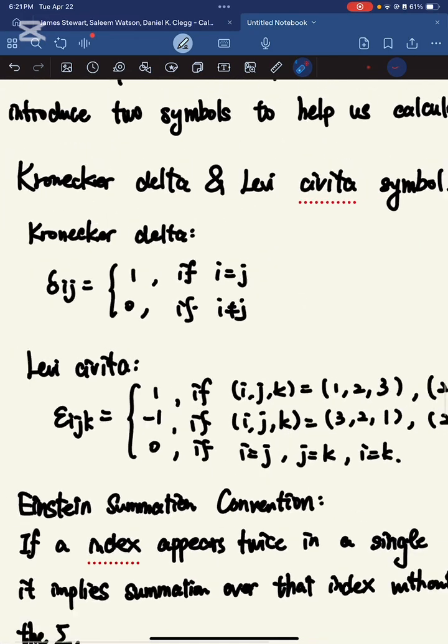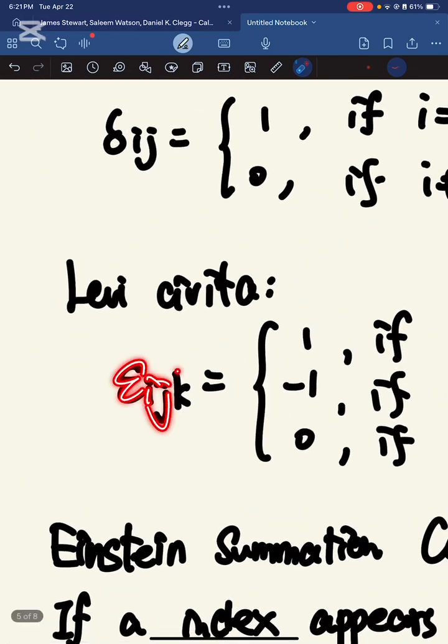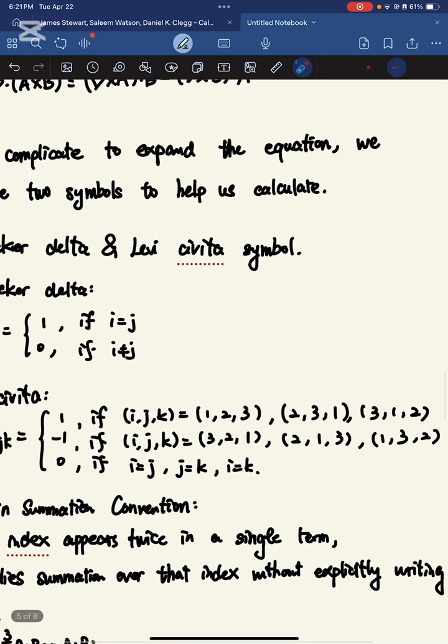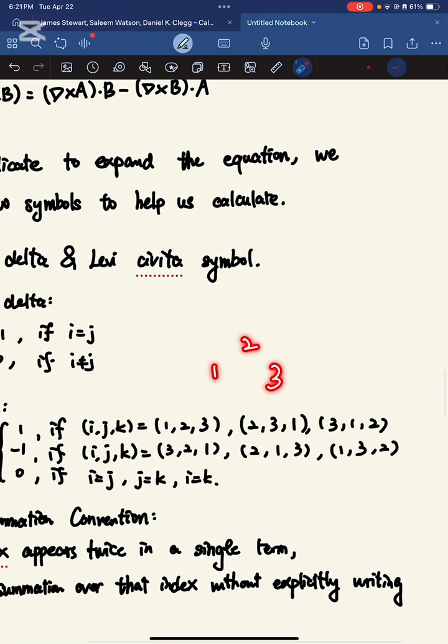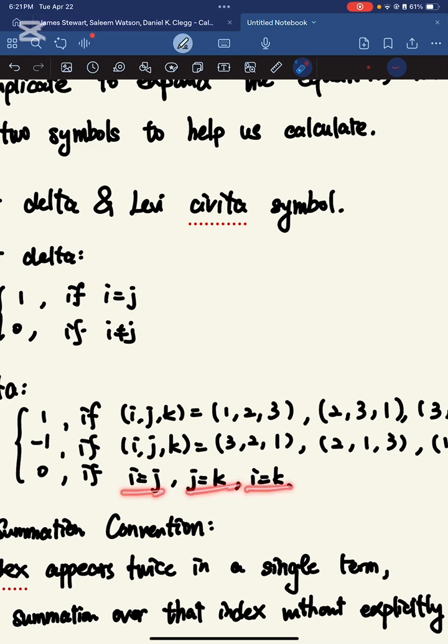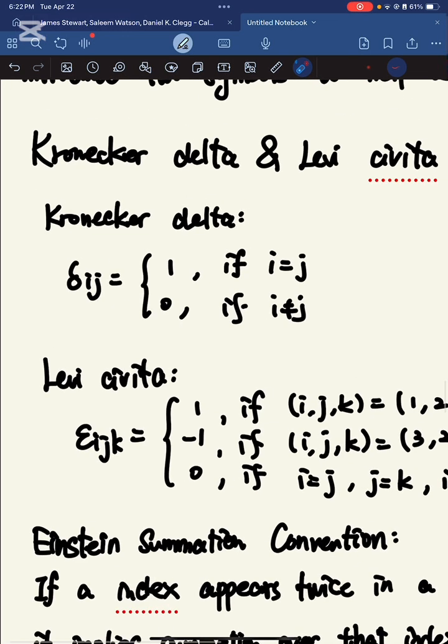And the Levi-Civita symbol is epsilon, and it has three subscripts. If the subscripts are in clockwise order, meaning 1 2 3, or 2 3 1, or 3 1 2, the value is 1. And if it is counterclockwise, 3 2 1, 2 1 3, 1 3 2, then it is -1. But if some of them are the same number, maybe like 2 1 2, then the Levi-Civita symbol is 0.